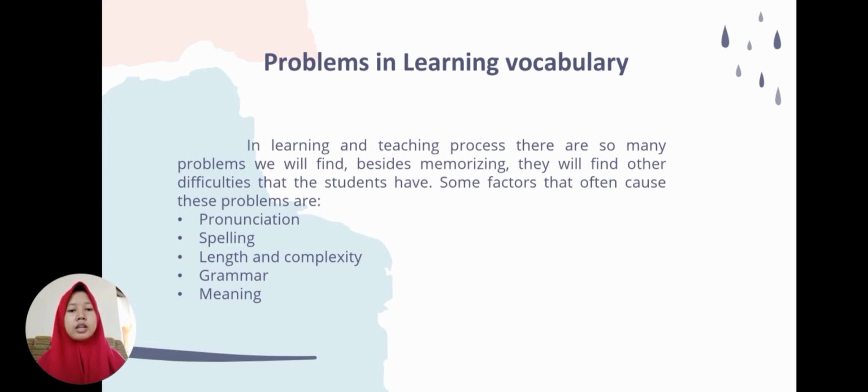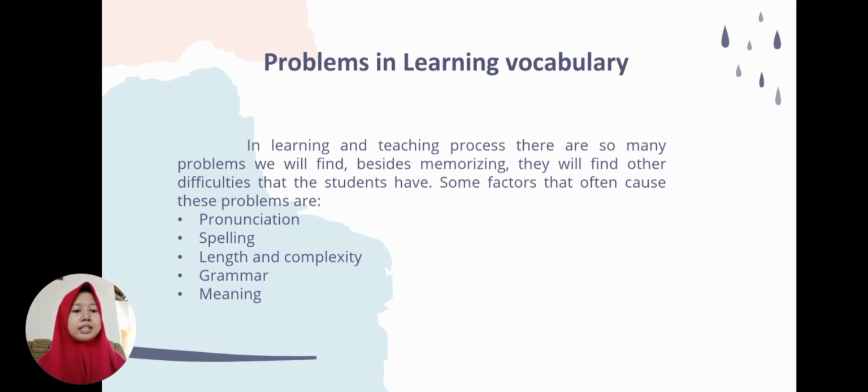Second, spelling. Words that contain silent letters are particularly problematic, such as friends, listen, honest, etc. The third is length and complexity. Long words seem to be no more difficult to learn than short ones, but as a rule of thumb, high-frequency words tend to be short in English, and therefore the learner is likely to meet them more often, a factor favoring their learning ability. Next, grammar.